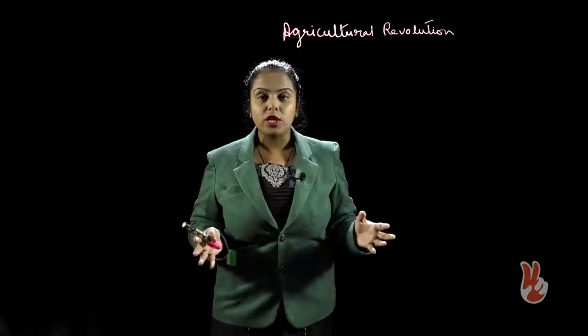So, when we talk about the agricultural revolution, it meant that there was surplus in agriculture. The agricultural produce that was created during this time was so huge that it allowed the growth or boom in the industrial revolution itself. So, today we are going to study how the agricultural revolution brought the industrial revolution.